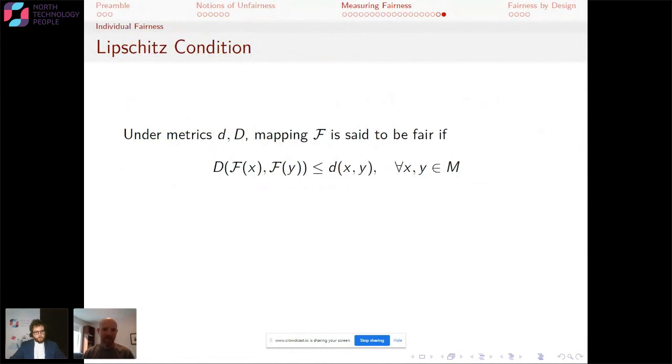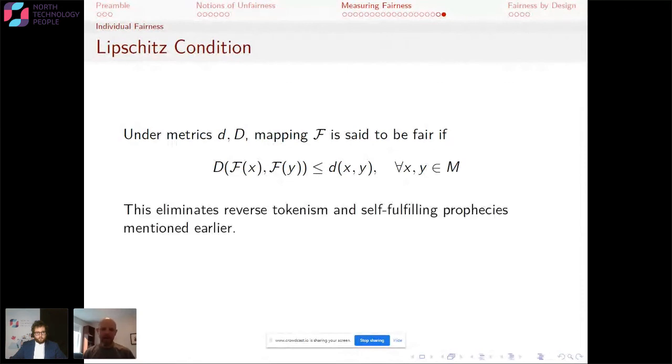A fairly straightforward definition then is the Lipschitz Condition, which says that under those two metrics, the model is fair if the distance between the outcomes is less than or equal to the distance between the inputs. So let's create a smooth mapping essentially from the input to the output. That's why we have to represent the output as a distribution over outcomes rather than a single outcome, because no matter what we do, we're going to have a steep step from 0 to 1, which obviously will violate this condition.